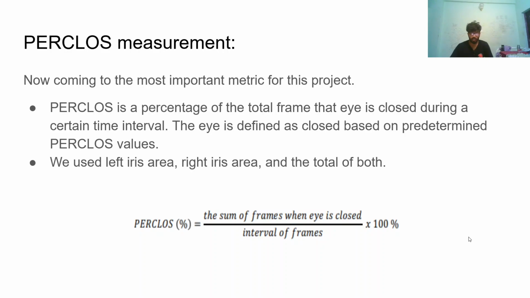So PERCLOS is the percentage of the total frames in which the eye is closed during a certain time interval. The eye is defined as closed based on predetermined PERCLOS values. The PERCLOS measure is calculated based on the area estimation of the iris. We use the left iris area, the right iris area, and the total of both. Three threshold values, 60%, 70%, and 80%, were tested in this study, referred to as P60, P70, and P80. P60 means the percentage of total time that the eye is closed at least 60%. A similar meaning is also true for P70 and P80. The PERCLOS is calculated as follows.